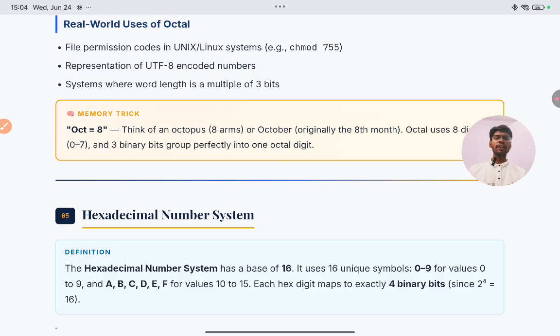Representation of UTF-8 encoding numbers will be seen in Unicode, and systems where word length is a multiple of 3 bits. Oct, you can think of an octopus or October, that is the 8th month, usually not 8th month actually, it's actually like 10 kind of thing, but yeah, octopus you can relate with. So you can remember the word, it consists of base 8, so 0 to 7, and octopus has 8 arms.